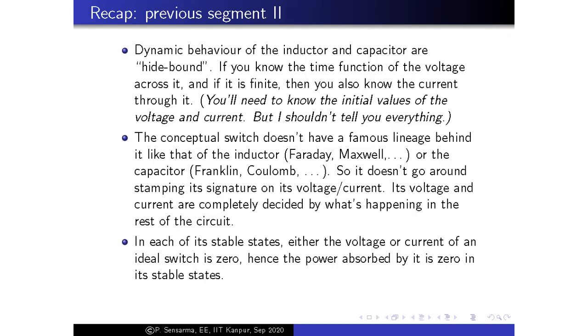So we included the switch as one of the essential components of a power converter, and therefore by the logic that we used previously, we would expect that it is a lossless element. The ideal switch is of course a lossless element, because in its stable state, whether it's in the off or the on state, either the voltage or the current is zero. So the instantaneous power in each of the stable states is zero. That part is fine.